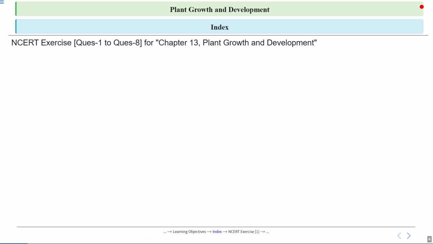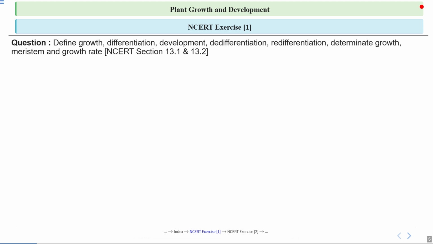This will be our index. So, we will solve question number 1 to question number 8 of NCERT exercise for this chapter. Let's start with the questions. So this is question number 1.